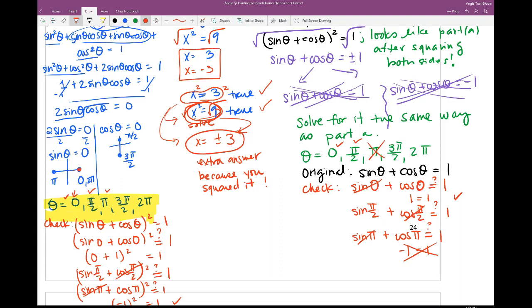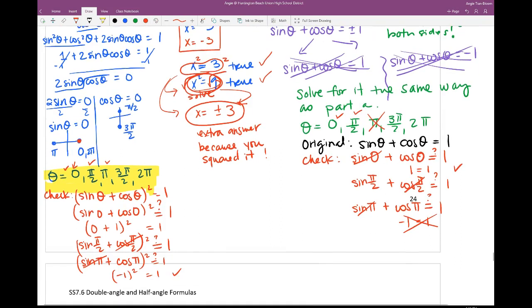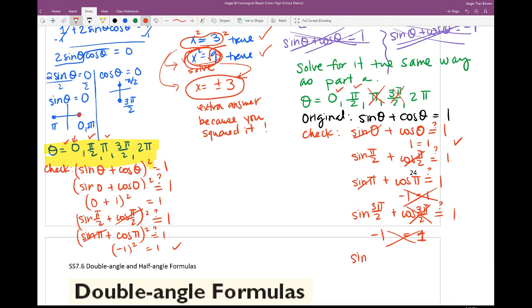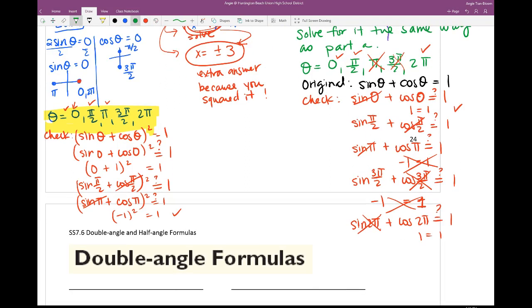So you see the difference between A and B? How about 3 pi over 2? Kind of the same thing, right? Sine of 3 pi over 2 plus cosine of 3 pi over 2, is it 1? Well, cosine of 3 pi over 2 is 0. Sine of 3 pi over 2 is negative 1. Negative 1 does not equal 1, so that doesn't work. How about 2 pi? Sine of 2 pi plus cosine of 2 pi equals 1. Well, this will work because cosine of 2 pi is positive 1. So this one, part A, has all 5 answers.